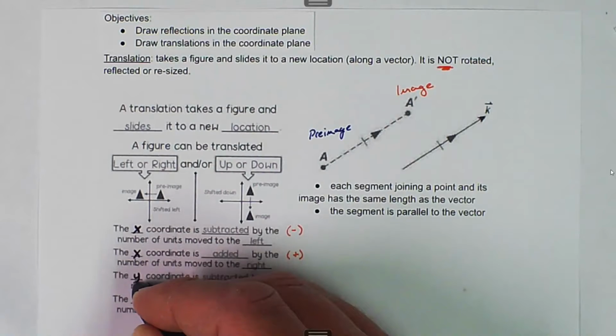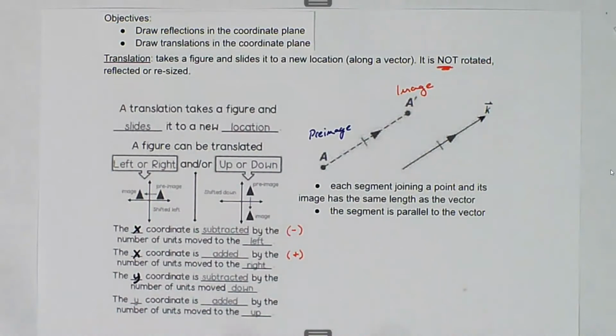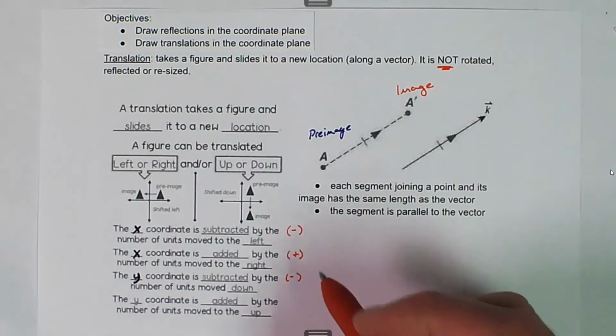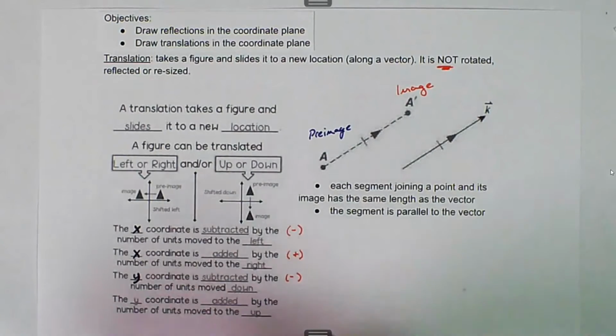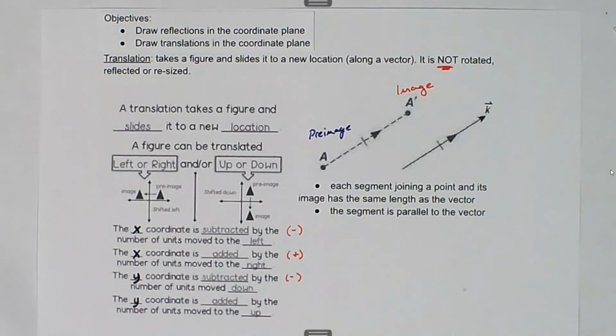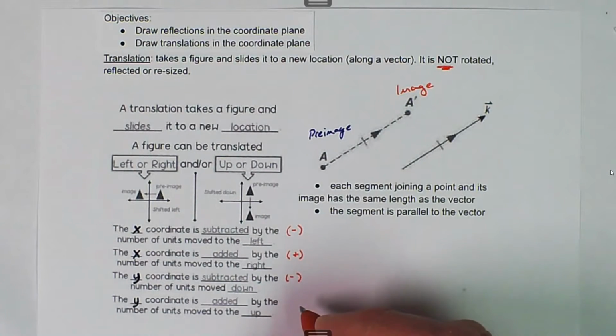The Y coordinate is subtracted by the number of units moved down, and the Y coordinate is added by the number of units moved up.